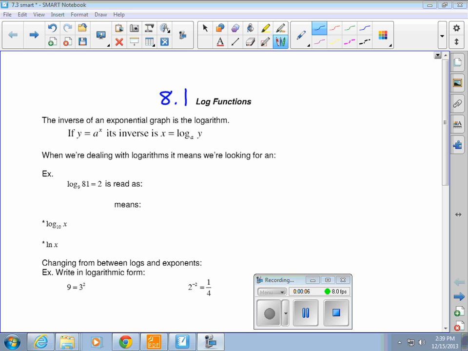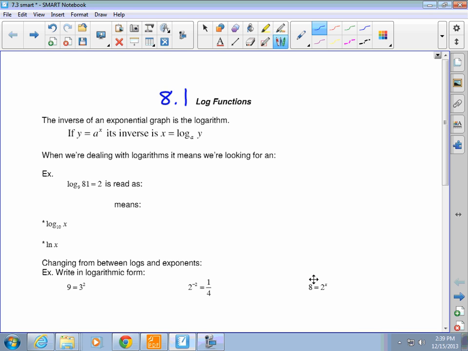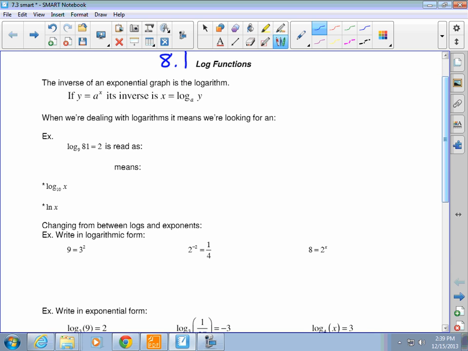Chapter 8 is on logs and log functions. Welcome to the amazing world of logs. Section 8.1 is just giving you the basics of logs, because just like exponents, we have rules and properties for those. There are also rules and properties for log functions.